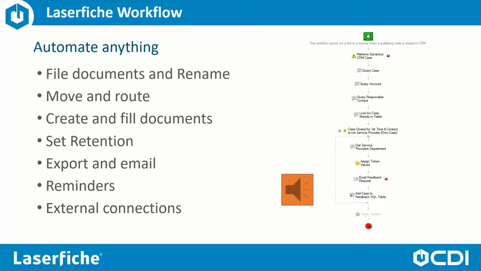In addition to Forms, we would need Laserfiche Workflow to be a part of your software bundle. So Workflow allows you to really automate anything. You can use it in conjunction with Forms, and then it allows you to file documents, rename documents, route them in whatever order again you need. You can use Laserfiche to create documents or fill standardized document templates, such as, again, your client onboarding documentation. We're going to be filling out a Schwab form.